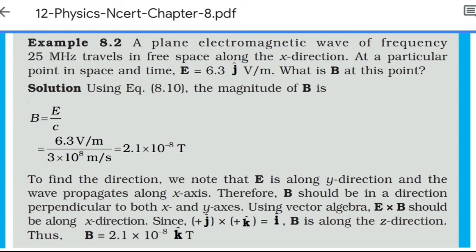And to know the direction, because E is given in terms of direction also, j cap, it means that E is in the positive y direction. And it's given the wave is traveling in the positive x direction. So what will be the direction of magnetic field B?